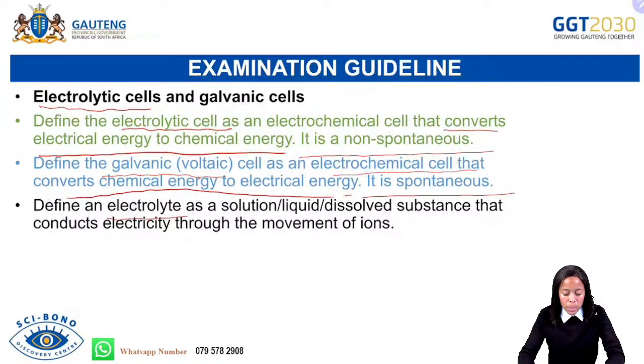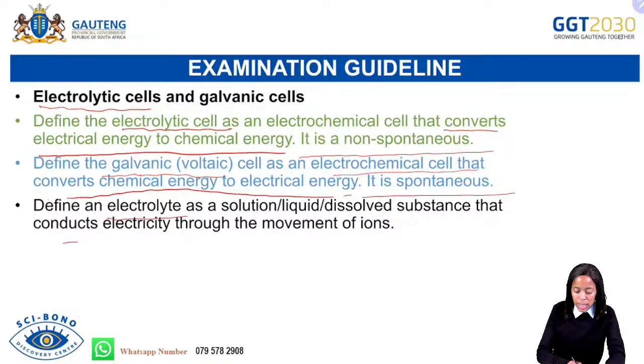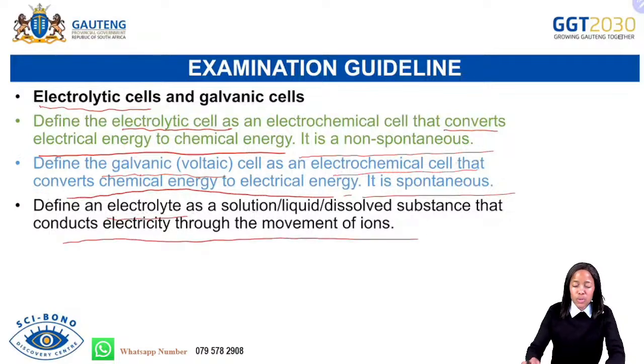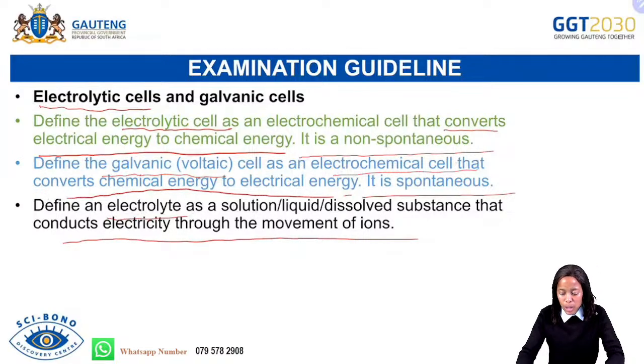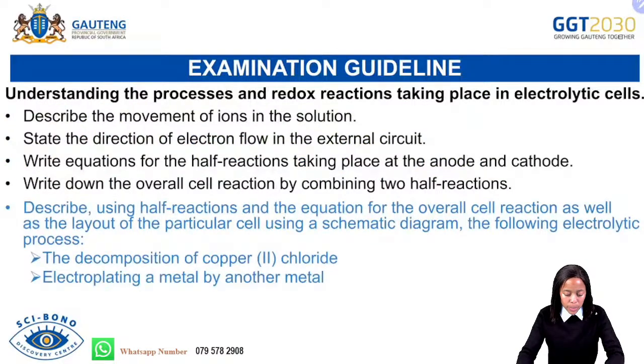Okay, so again, we need to know how to define electrolyte. It says define electrolyte as a solution or a liquid or a dissolved substance that conducts electricity through the movement of ions. So you need to keep in mind that we are going to be using an electrolyte for both the electrolytic cell as well as the galvanic cell.